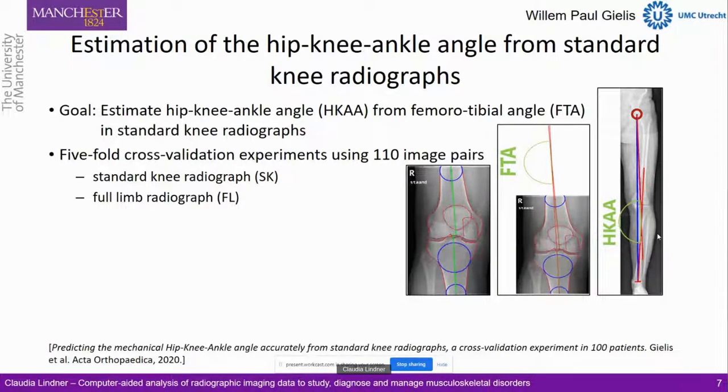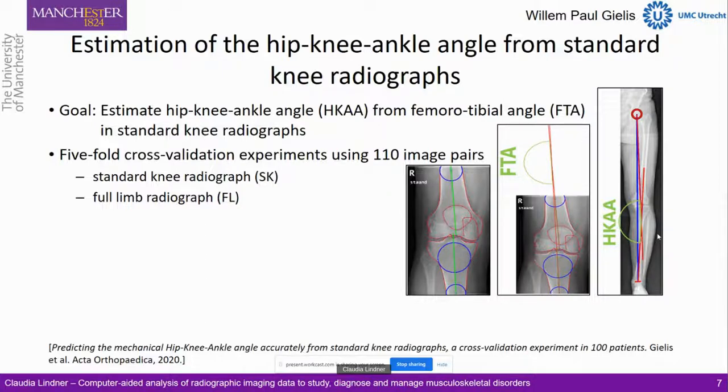So this first one here was work done in collaboration with UMC Utrecht, and the lead was William Paul Gillis. And here we aim to estimate the hip knee ankle angle from the femoral tibia angle in standard knee radiographs. So we had a rather small data set of just 110 image pairs, but we were fortunate for these patients to have both a standard knee radiograph as well as a full limb radiograph. We also had manually taken measurements of femoral tibia angle and hip knee ankle angle for these image pairs.